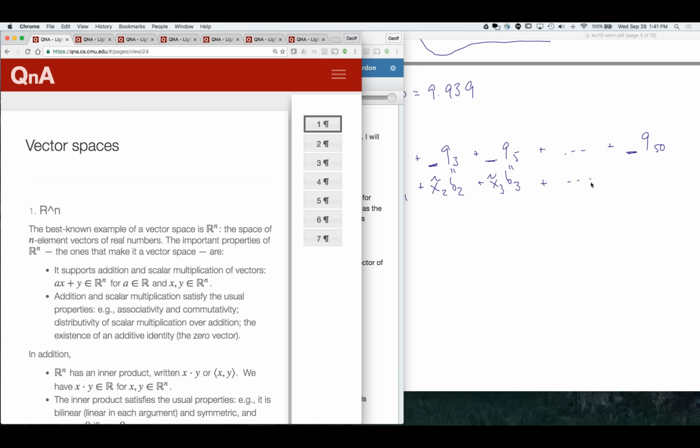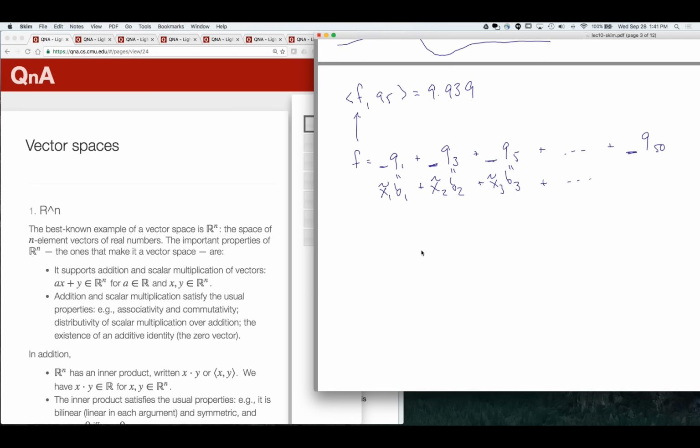I'm getting a question. Oh, back to the problem. The question is whether bi equals qi. The answer is no. bi is not equal to qi. So we have the set b1, b2, up to b35, so these are numbered in order, the 35 different basis vectors. That is equal to the set q1, q3, q5, all the way up to q50.